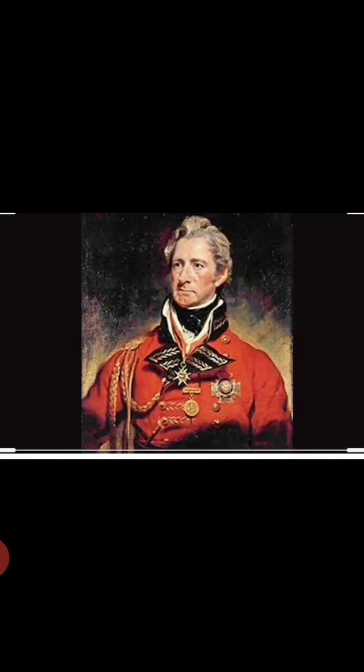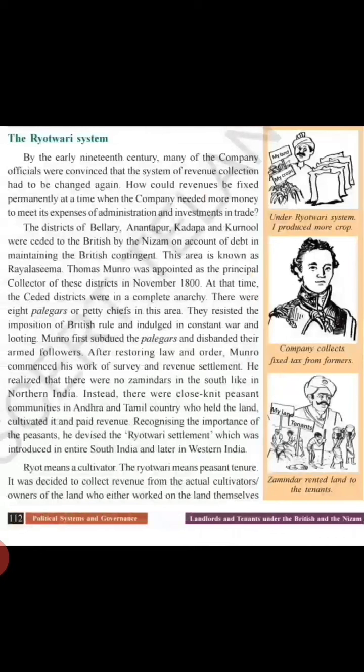At that time children, Thomas Munro was the principal collector of tax. Now as he had to collect the tax, the ceded districts were in complete anarchy. The ceded districts, that is Bellary, Anantapur, Kadapa and Kurnool, which were given under British control, were in complete anarchy. Anarchy is when there is no government. There was no one to maintain the people. There were 8 poligars or petty chiefs in this area. They resisted the imposition of British rule and indulged in constant war and looting.